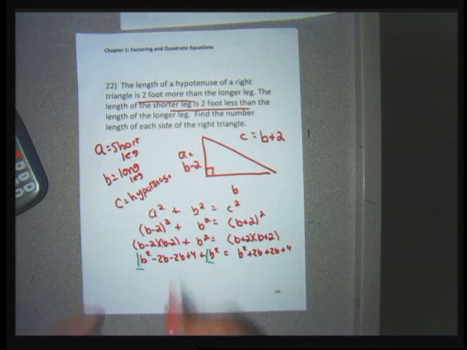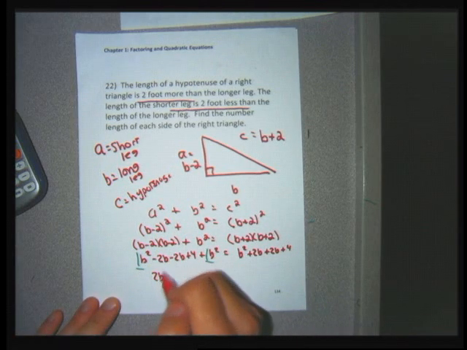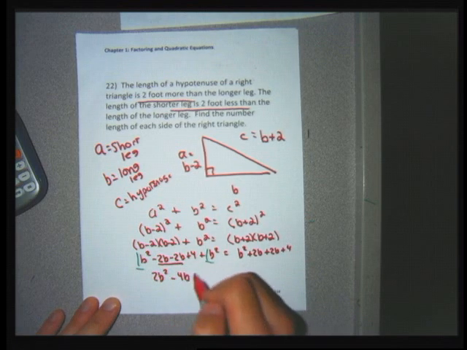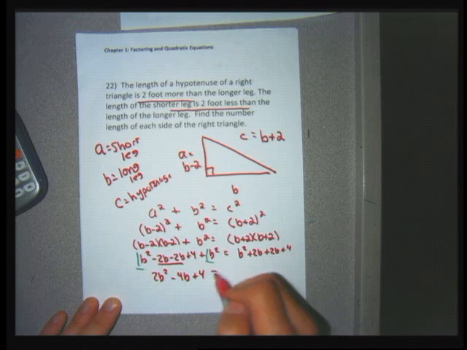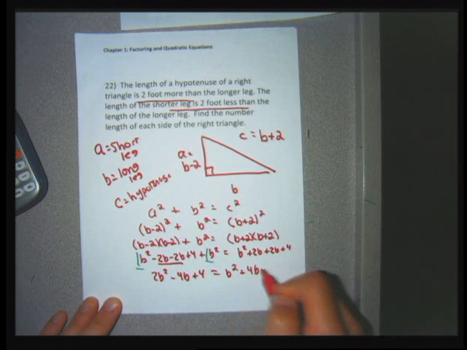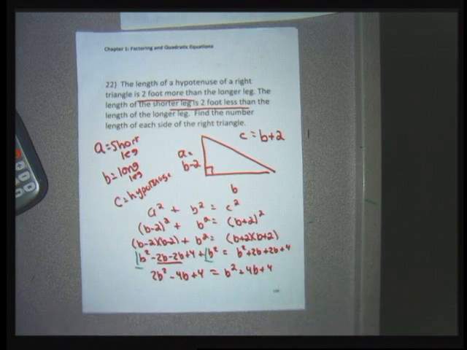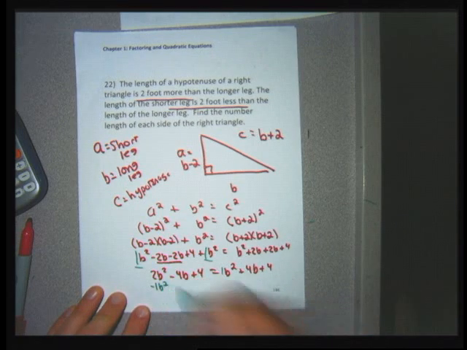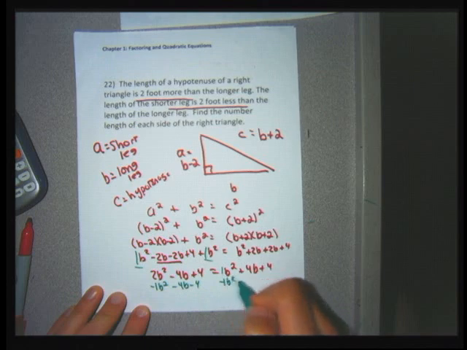1b squared plus 1b squared, just like the last problem, is 2b squared. And then minus 2b is minus 4b. And then plus 4. On the right side, you get b squared plus 4b plus 4. I'm going to set the problem equal to 0, and if you're working ahead, which I love, you're going to run into a trick that you might not have seen before.